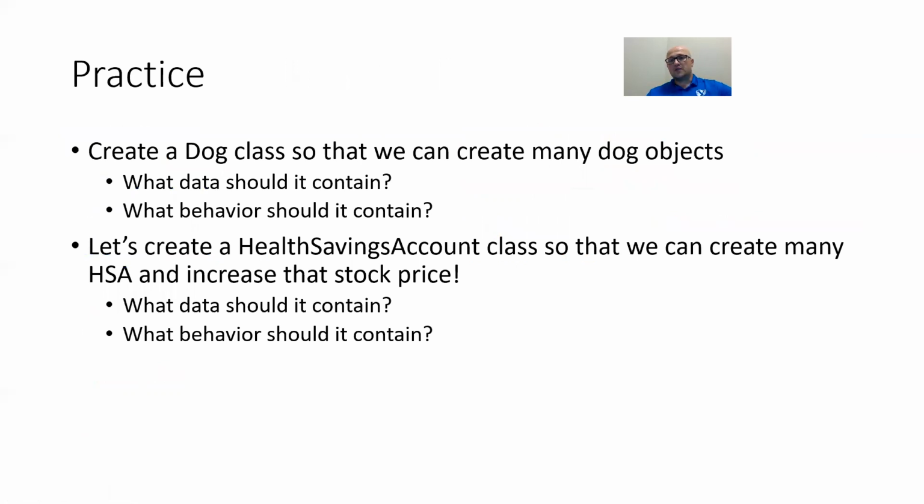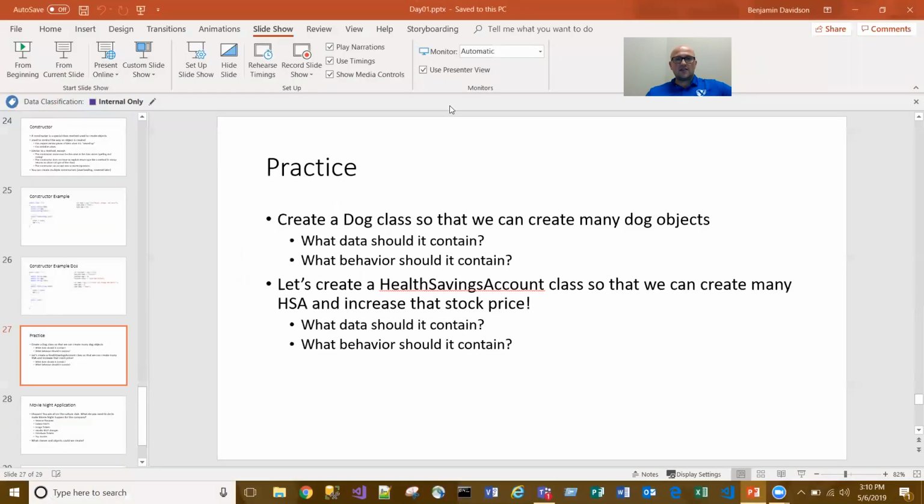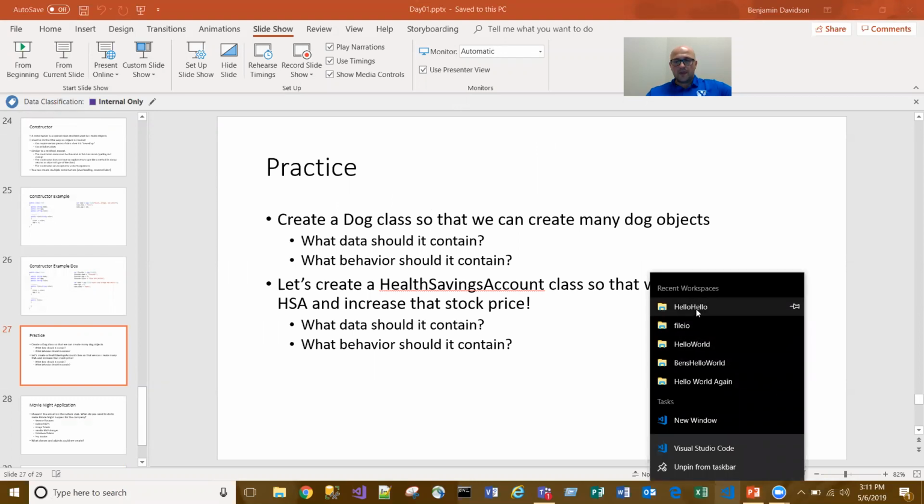So let's do some practice. I've done a lot of talking, and now I'd like to crack open Visual Studio Code, and let's create some classes and some objects, okay? First off, we're going to create a dog class. For those pet lovers of you watching, what are some things about dogs, right? Think about those as we go through and create our classes. So I'm going to pop open Visual Studio Code here.